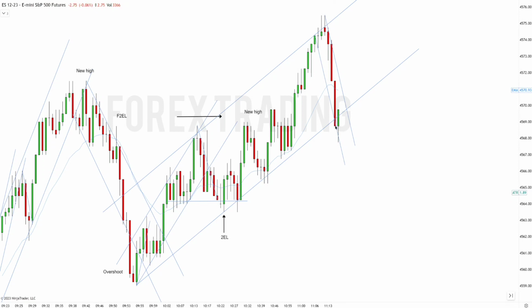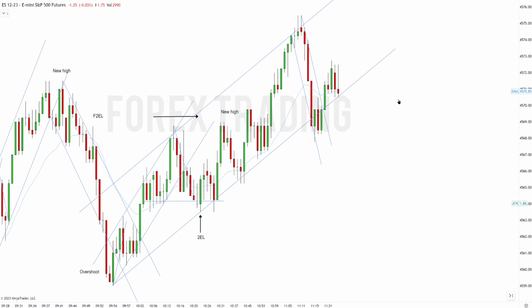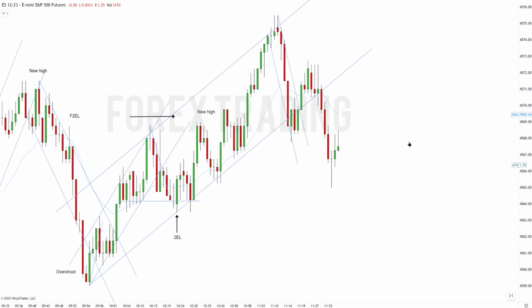The support is holding. I'm following the trend line rule, okay? This is what I'm looking to go long. Overshoot, started a brand new uptrend. Second entry long, we need new high. Can we get high low? We have high low here.